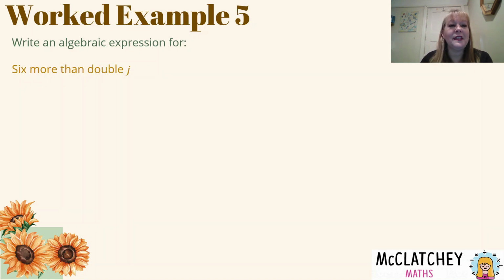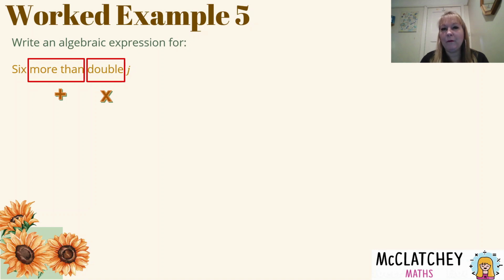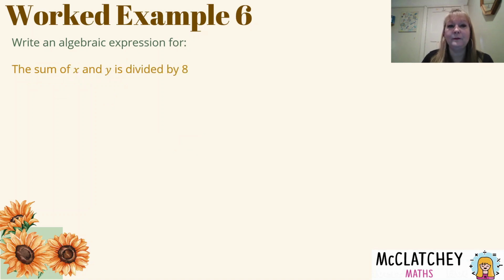Let's do some combinations now. We've got 6 more than, so that's implying an addition, and double j, so that's implying multiplication. Now, a lot of people think double means you are multiplying j by itself. You're not. If I said double 6, you wouldn't be doing 6 times 6, you'd be doing 6 plus 6 or 6 times 2, because that's what double means, to multiply by 2. So in this case, it's 6 plus 2 lots of j, not j squared. Okay, so think about that one through again. You may need to just rewind and re-listen to that, but double means multiply by 2. It does not mean to multiply it by itself.